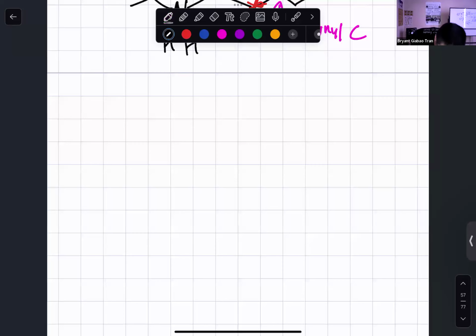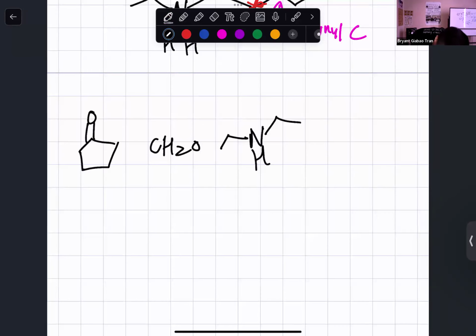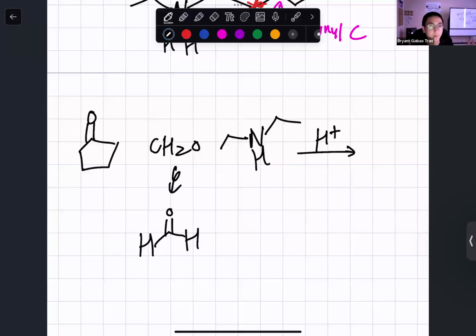Let's say we have that in acidic conditions. When you see CH2O, this is going to be your formaldehyde, right? So instead of forming your iminium ion and combining your more reactive carbonyl with amine, there's a quicker way to predict the product for this Mannich reaction, right?